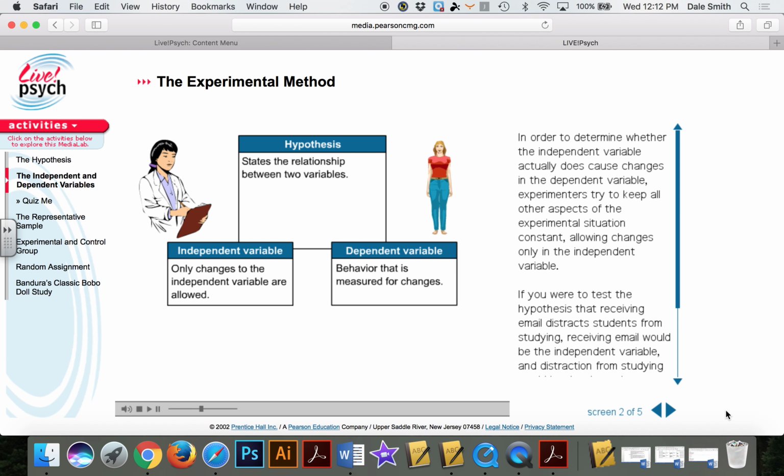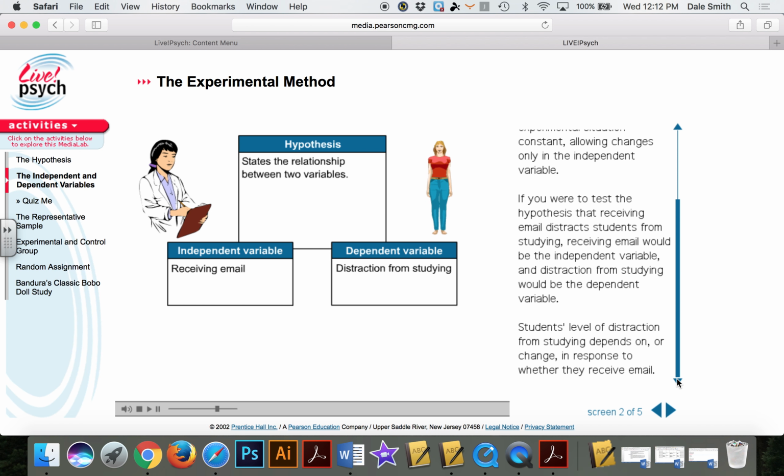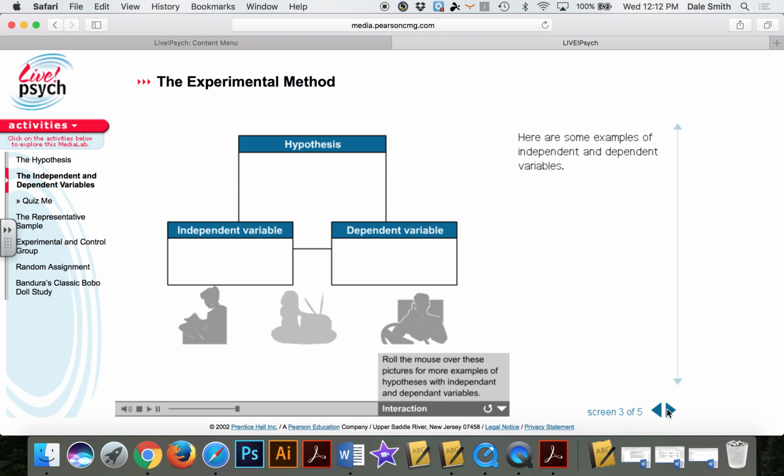If you were to test the hypothesis that receiving email distracts students from studying, receiving email would be the independent variable, and distraction from studying would be the dependent variable. Students' level of distraction from studying depends on, or changes, in response to whether they receive email. Here are some examples of independent and dependent variables.